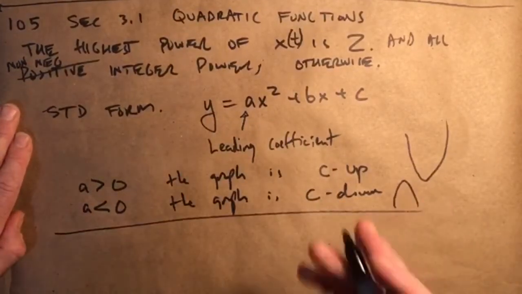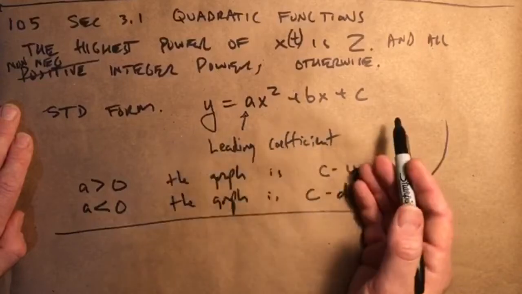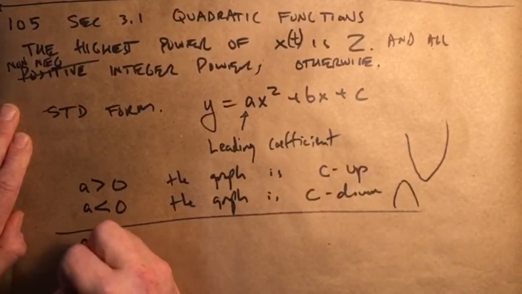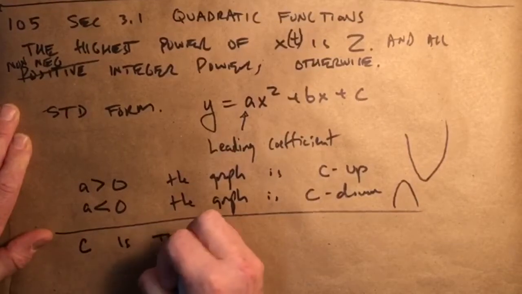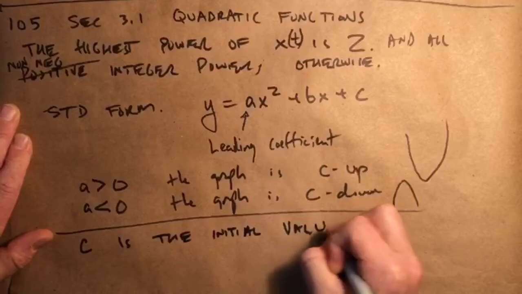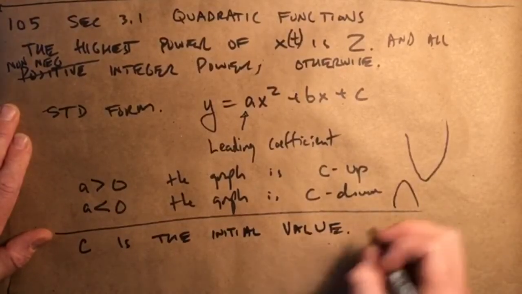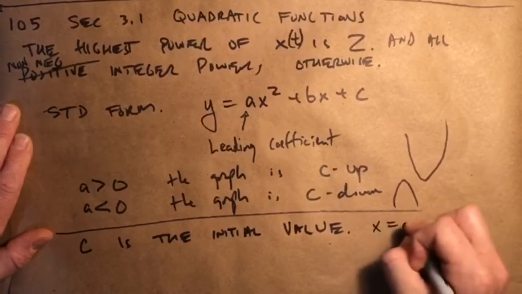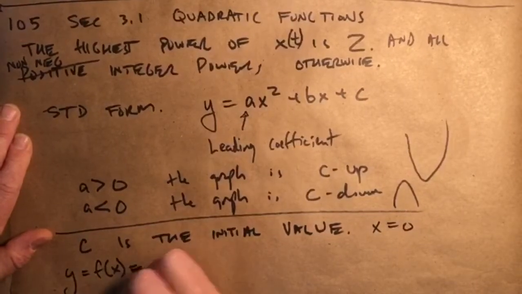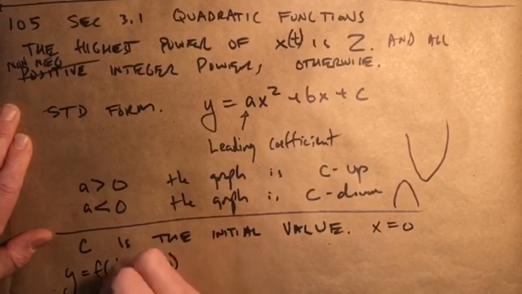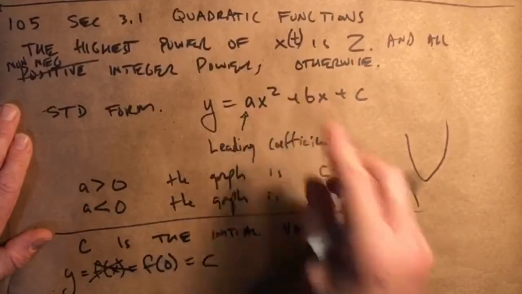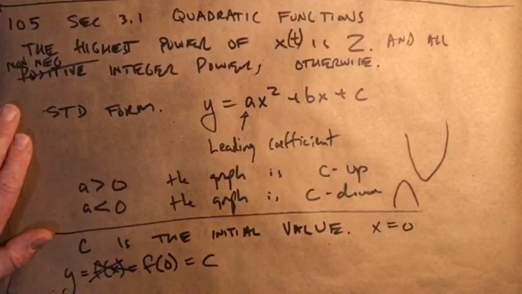There's another very nice value when we're in standard form, and that's c. c is our initial value, so that when x equals 0, f of x, and I guess we could say y is equal to f of x, is c. All of these terms drop out and we're left with our final term.